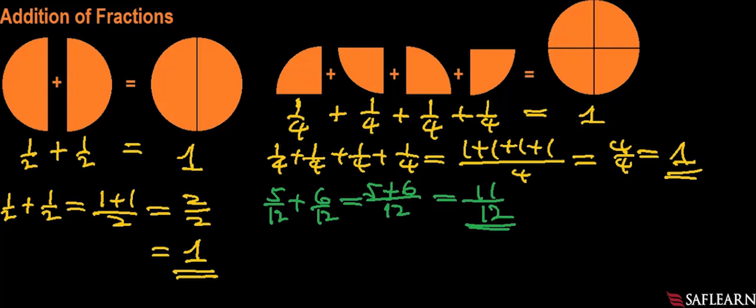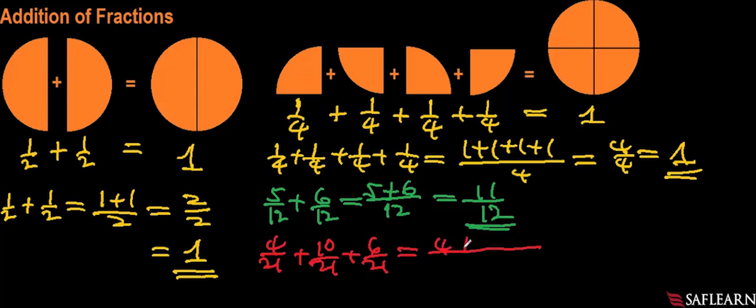Okay. Now, here is another example. We have 4 over 21 plus 10 over 21 plus 6 over 21. The denominators are the same, so all we need to do is 4 plus 10 plus 6 all over 21. Now, if you add 4, 6, and 10, you obtain 20. So this is 20 over 21. Okay. Now, this simply means that to add fractions with the same denominator, we simply add their numerators and place the sum over their common denominator.